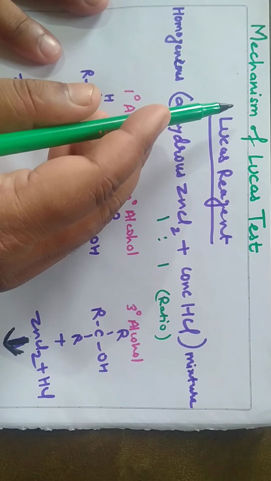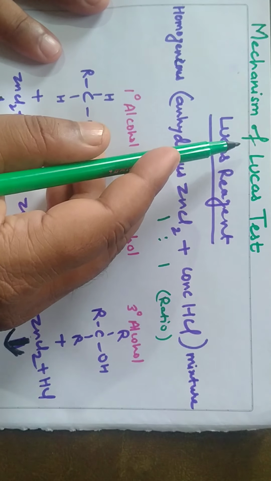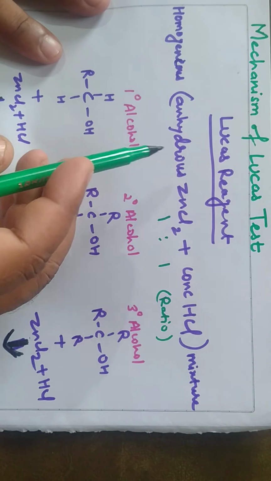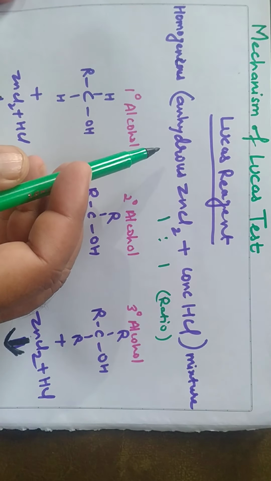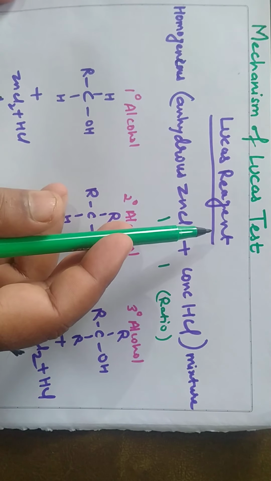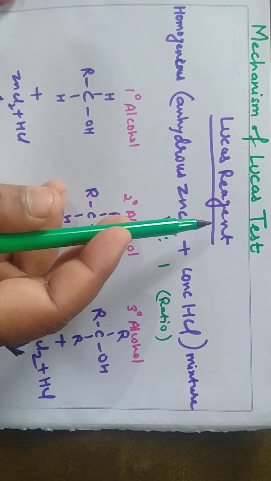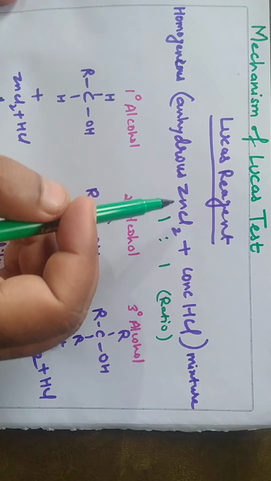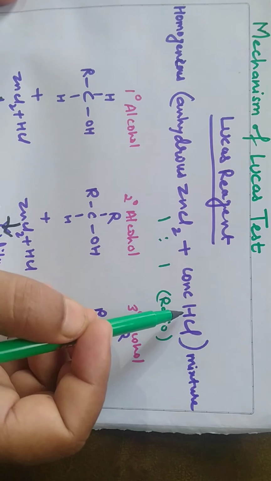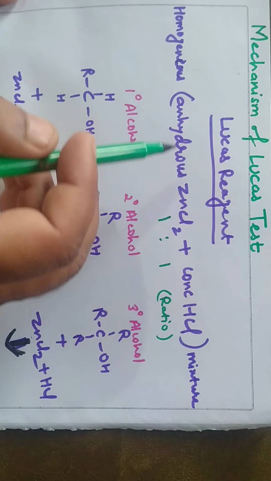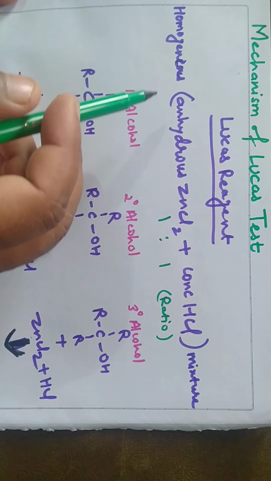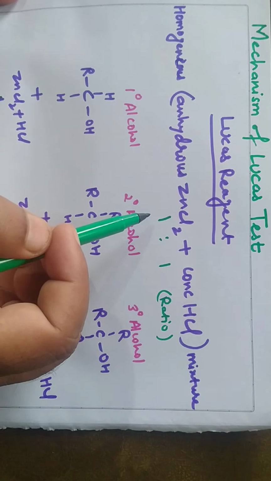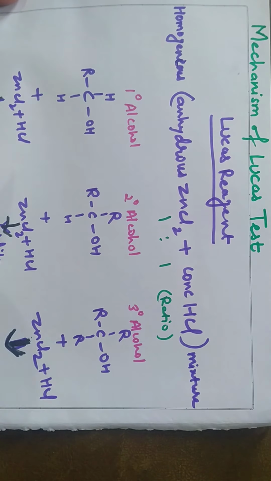Dear students, today I am going to discuss the mechanism of Lucas test. First of all, we should know what is Lucas reagent. Lucas reagent is a mixture of anhydrous zinc chloride and conc HCl. It is a homogeneous mixture of anhydrous zinc chloride and concentrated HCl in the ratio 1:1.